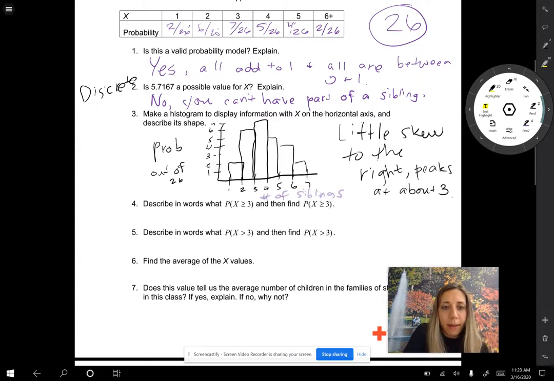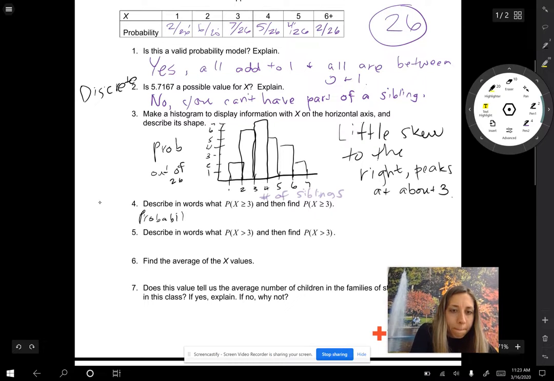The next step is to describe in words what the probability of x is greater than or equal to 3 means and define that probability. So x being greater than or equal to 3, remember x is your variable that tells you how many siblings you have, so that's the probability of having 3 or more siblings.